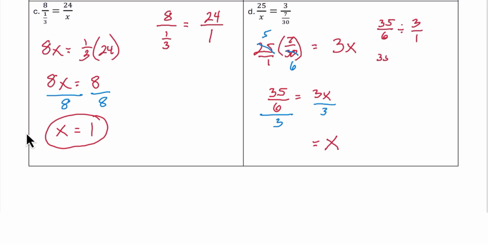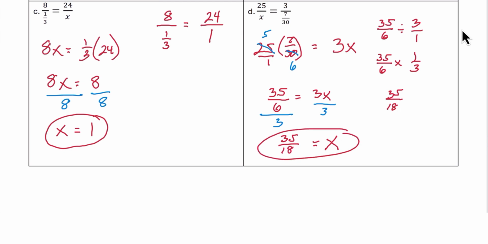Now we keep, change, flip. In order to divide fractions, we keep the first the same, change to multiplication, flip the second one. And now when we multiply, we get 35 divided by 6 times 3 is 18. This doesn't reduce, so we're left with 35 divided by 18.